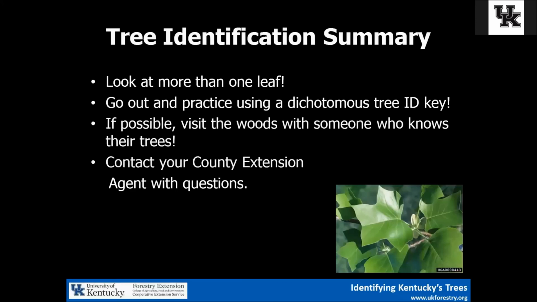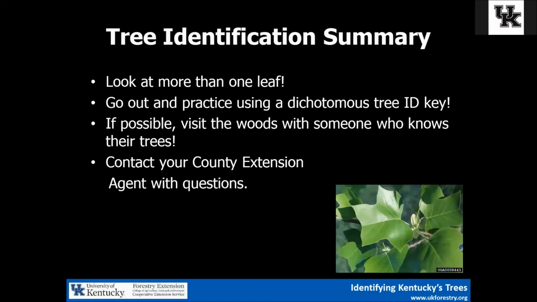Contact your county agent with questions. If you've got a tree that you just can't identify, take some nice pictures of that tree. Get the leaf, the branching pattern, the bark, even the form. If you can stand back from it, get a good picture. Send it in, take it to your county extension agent.